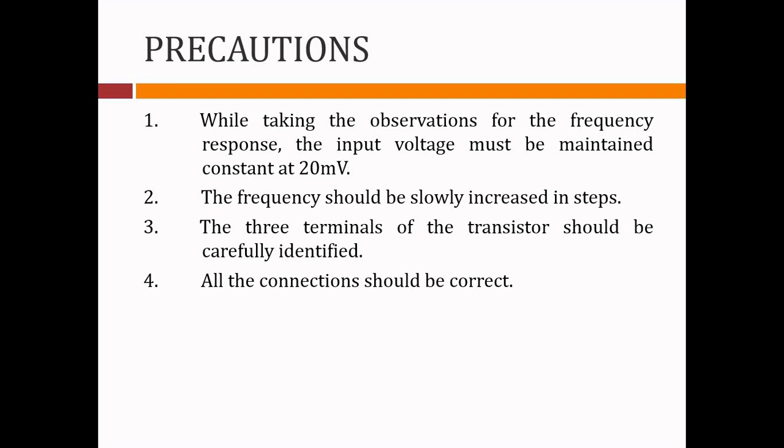The three terminals of the transistor should be carefully identified. We are using BC107. Next to the notch is the emitter, followed by base and collector. Or, as I told you in the class, we have to download the data sheet of that respective transistor and then check out the terminals. Fine. And most importantly, the connection should be correct.